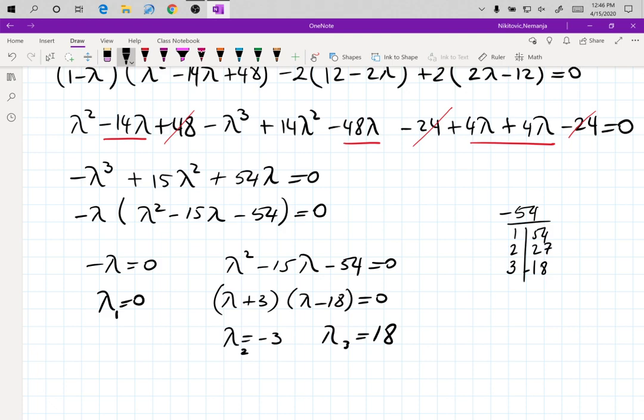Uh-oh, something else is wrong. Wait, what do I have here? I have negative lambda, negative. That's a negative, right? Because it's a negative and a negative and then a positive. So that gives a negative. So that's going to be a positive here. Yeah, that ruins everything now. So positive 54, and I need negative 15.